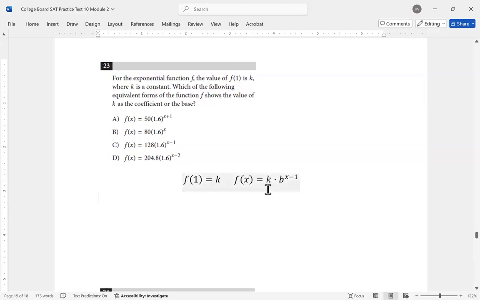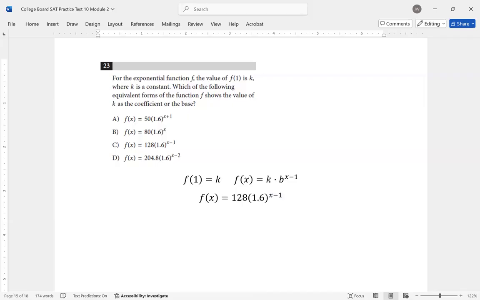And my k is a coefficient, and we're all set. So I want this form. I want k times b to the x minus 1. And that will put my k as a coefficient, and that's what I want. So I look up in my options, and the only option that matches having an x minus 1 in the exponent is C. F of x is equal to 128 times 1.6 raised to the x minus 1 power.